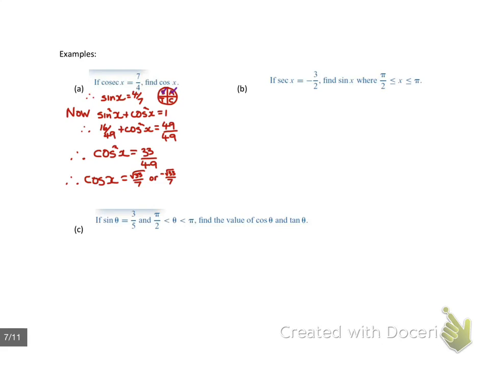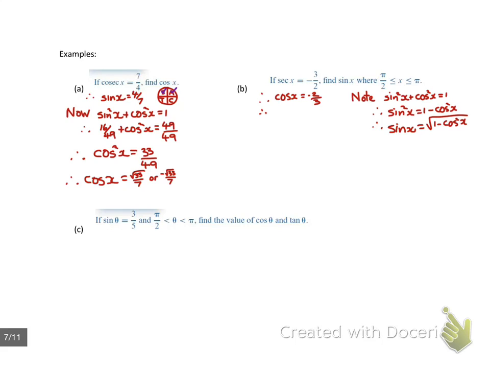The next one, we have sec x is negative 3 on 2, and this time we are in the second quadrant. We want to find sine x. So sec x is the reciprocal of cos, so cos x is going to be negative 2 over 3. Now, that identity we used before, sine squared plus cos squared equals 1, it's often useful just to remember that sine x is the square root of 1 minus cos squared x, and it's also true that cos x is the square root of 1 minus sine squared x.